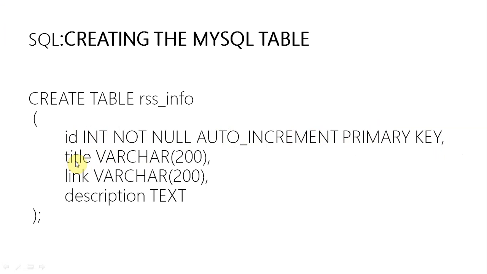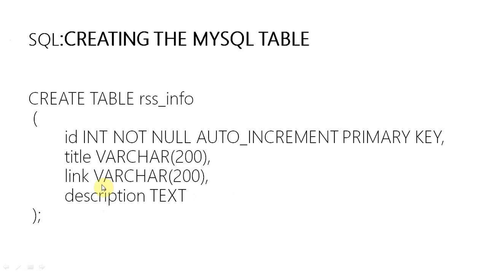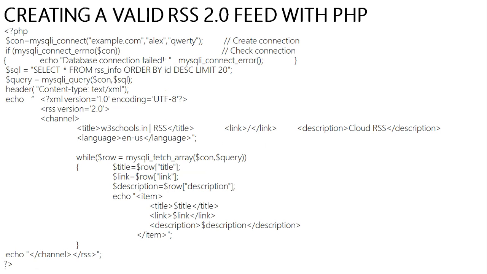And we have mentioned the second field, title, varchar 200, and then link, that is the URL, varchar 200, and description, which is text. So you can see here title, link, and description, which are the sub elements of the item element. For these sub elements we have to create one table. So we have this table structure, and we will create it and mention some news inside this table. Okay, so this is creating the MySQL table.